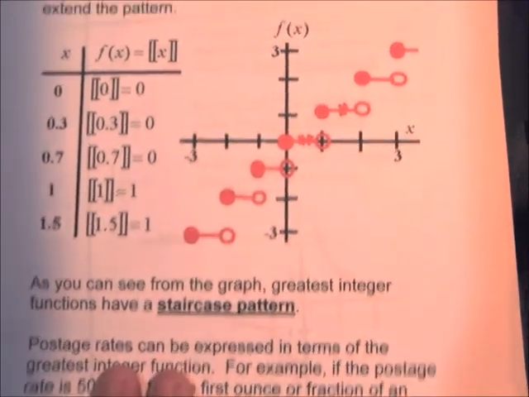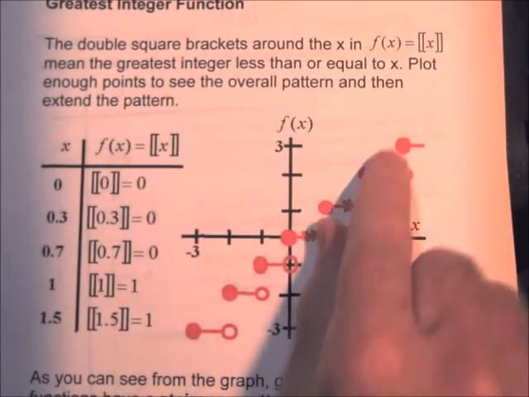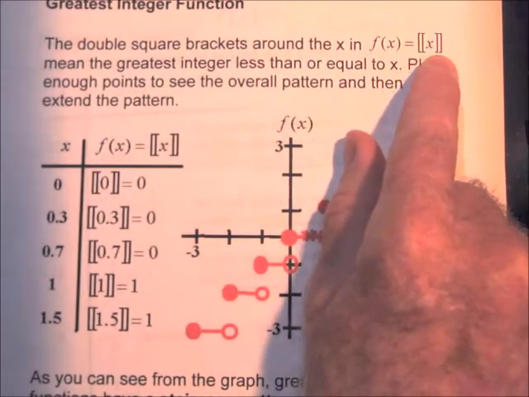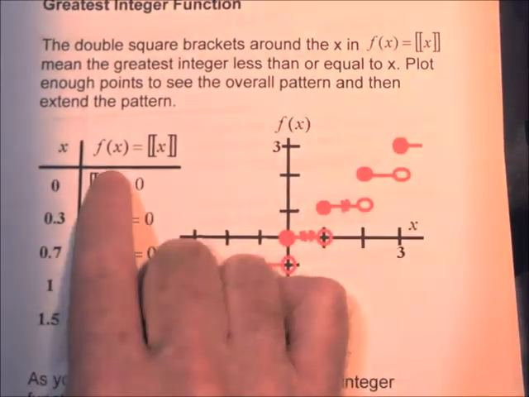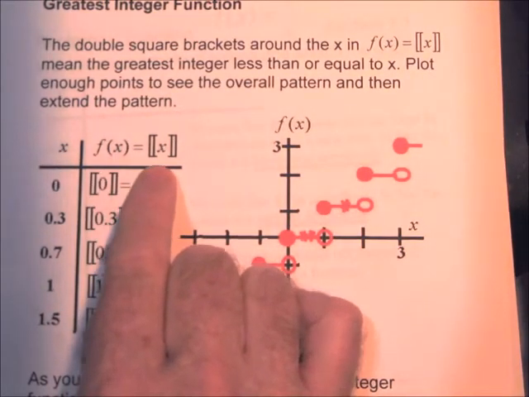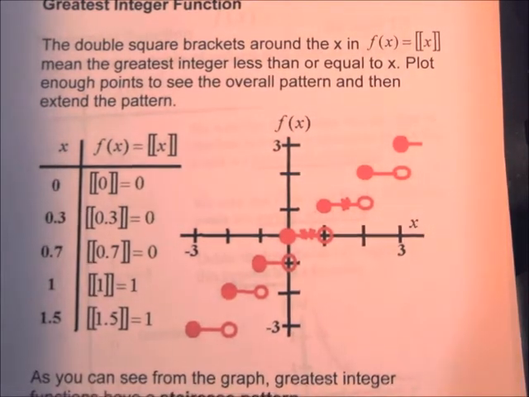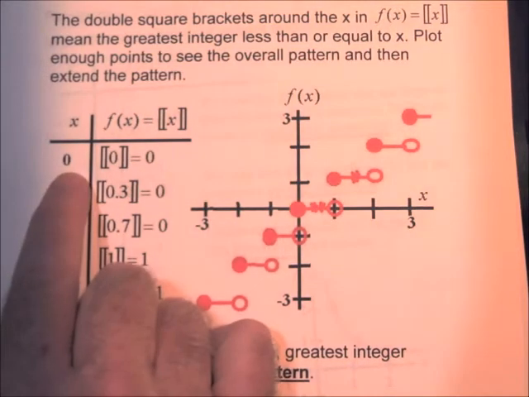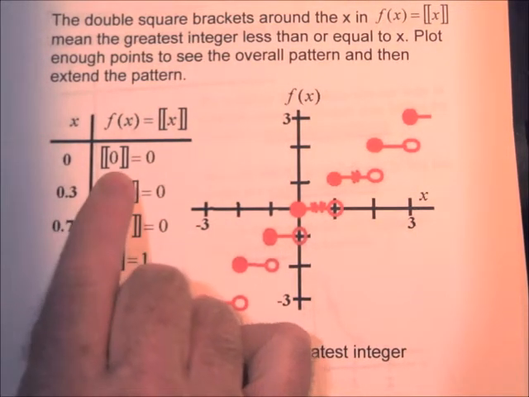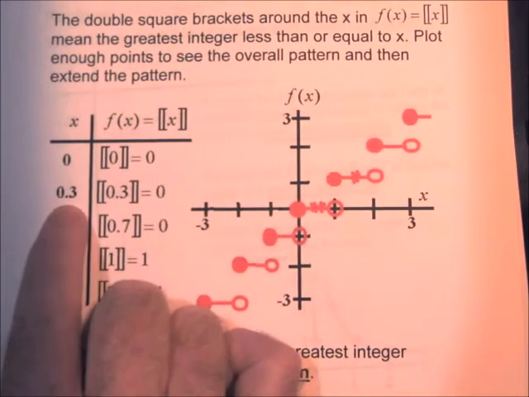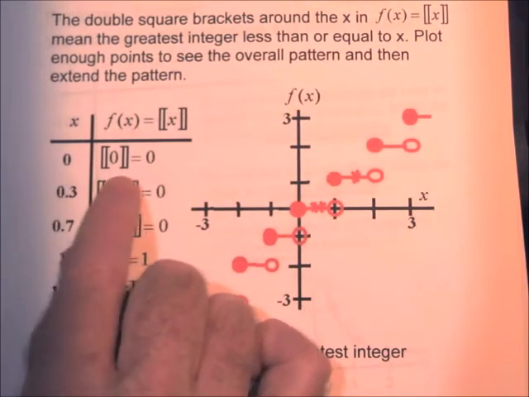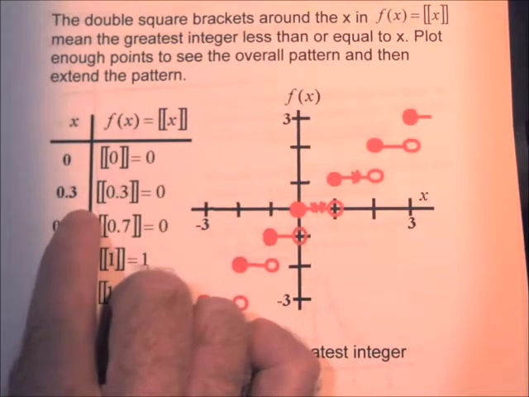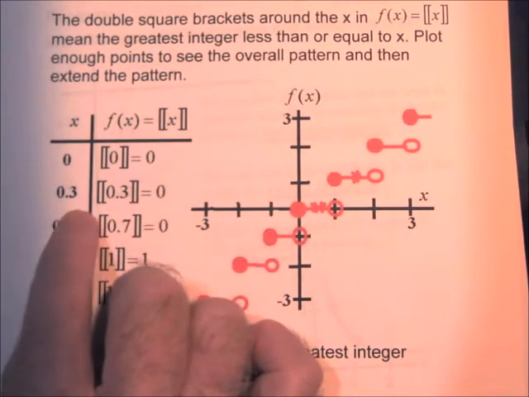Greatest integer function. Double square brackets means the greatest integer less than or equal to x. So this function f of x equals greatest integer less than or equal to x. For this function, it'll be helpful to include some decimals in our inputs to give us an idea of the overall pattern. So if x is 0, the greatest integer less than or equal to 0 is 0. The integers are like 0, 1, 2, 3, etc. Also negative 1, negative 2, negative 3, etc.